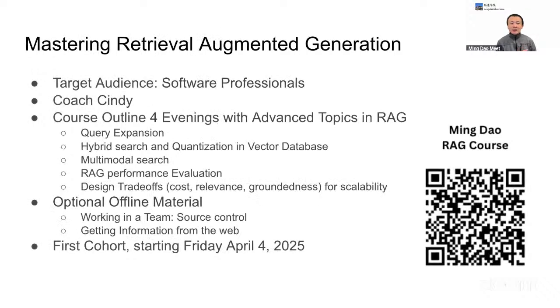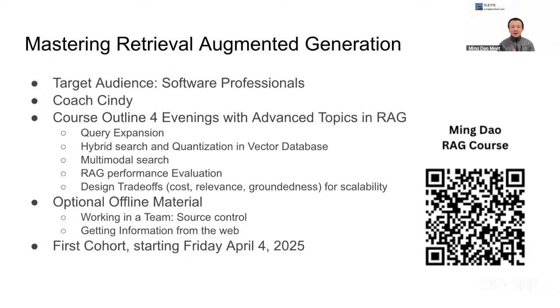Then there is another class on retrieval augmented generation, which is the part that I showed you earlier tonight, how to retrieve information from a large amount of data. The target audience will be software professionals who are familiar with software engineering but want to get into the field of AI and machine learning, and gain some skill in terms of breaking into the machine learning and AI field.